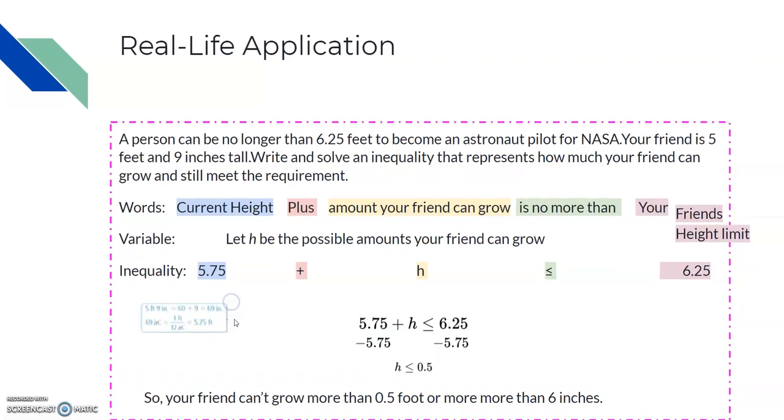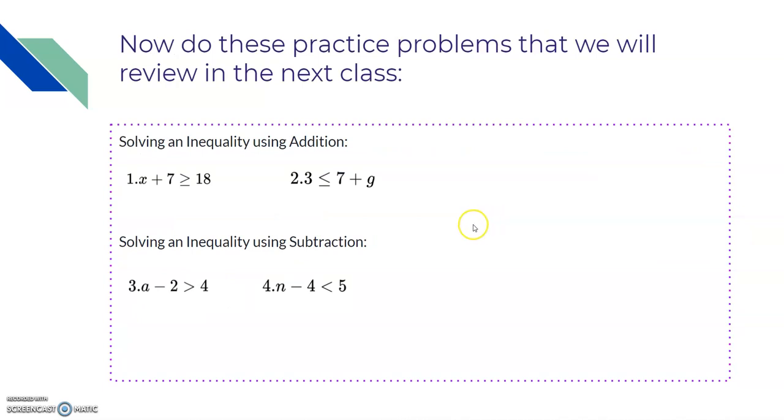Also, here's a little tip about how I got 5.75. 5 feet and 9 inches is totally 69 inches. And then we have canceling out, and then 69 times 1 foot over 12 inches, which eventually is 5.75. Now do these practice problems that we will review in the next class. We have solving an inequality using addition and solving an inequality using subtraction.